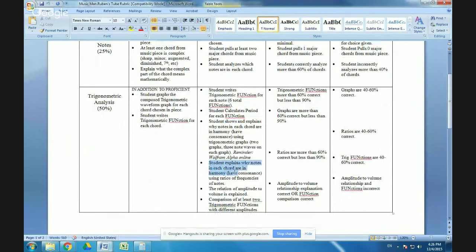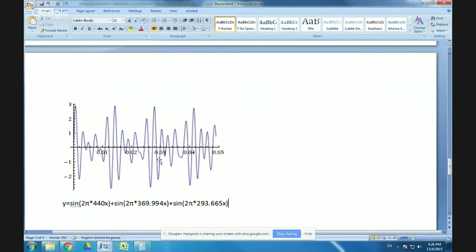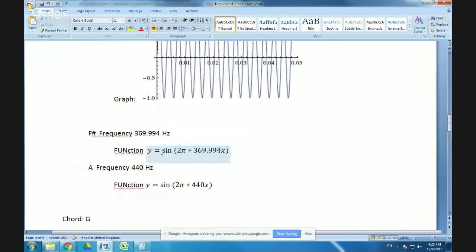Also, explain why the notes in each chord are in harmony using ratios. I'll show you that in class. And then the relationship of amplitude to volume. I've shown you that too. Just remember that when you write these functions, if I put a number out front, like 2, the standard number is 1. But if I raise it to like 2, that's an amplitude change, which changes the volume that the music is coming out of the speaker. Okay. If I were to lower it, it would lower the volume, of course.